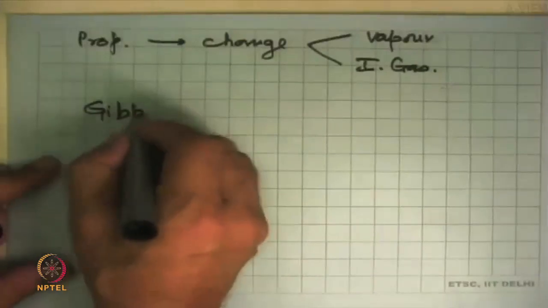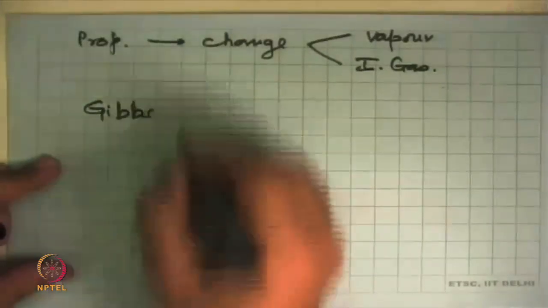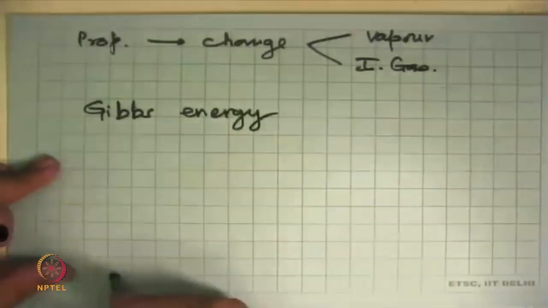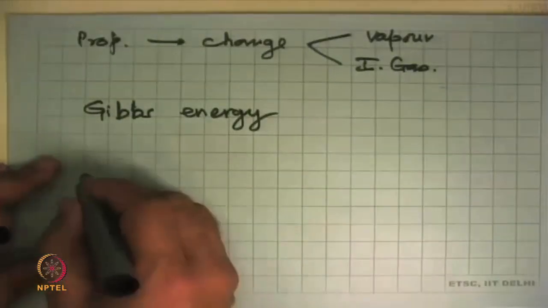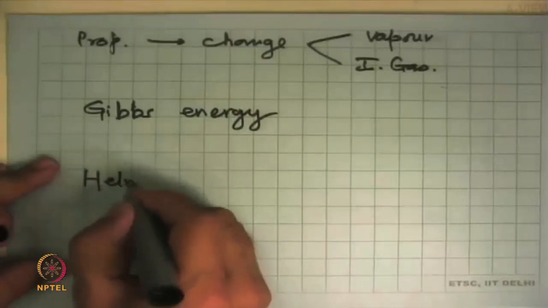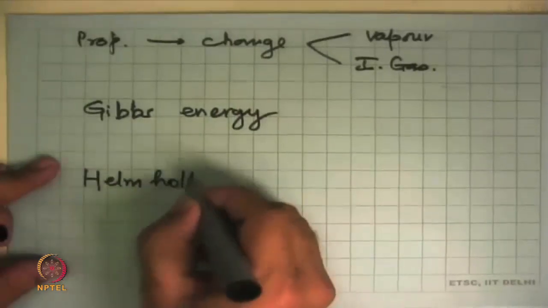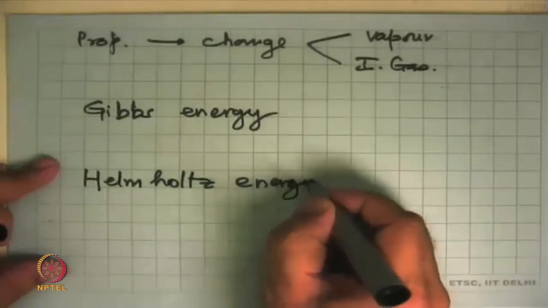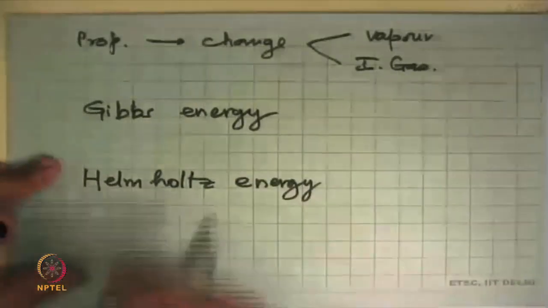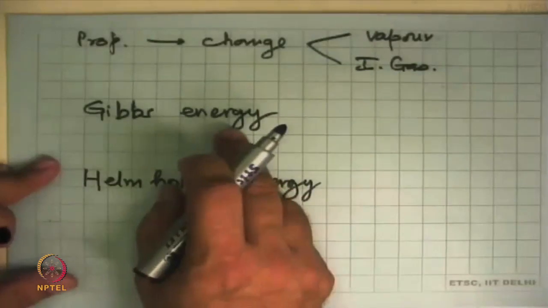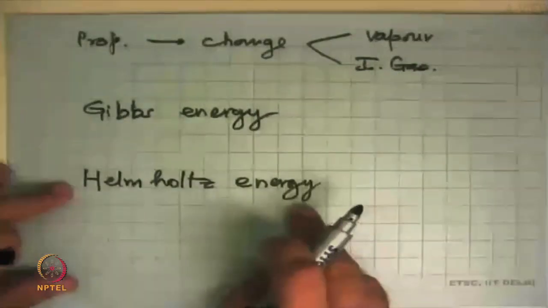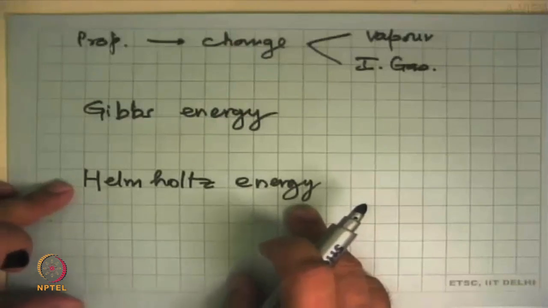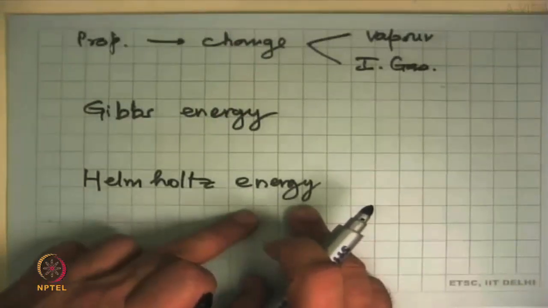You might have come across these in physics or chemistry courses. One is called the Gibbs energy, and the other is the Helmholtz energy. Sometimes this is referred to as Gibbs free energy. Sometimes this is referred to by some as Helmholtz free energy, and in some text you will find this referred to as Helmholtz function.